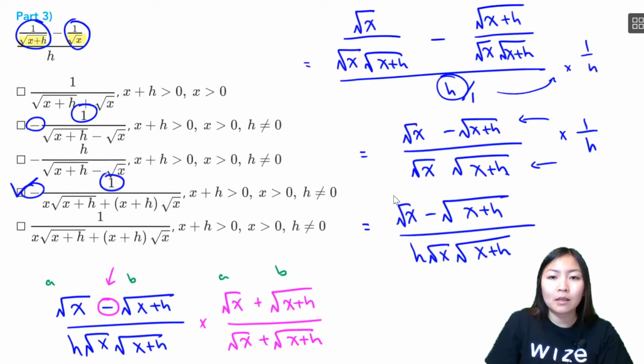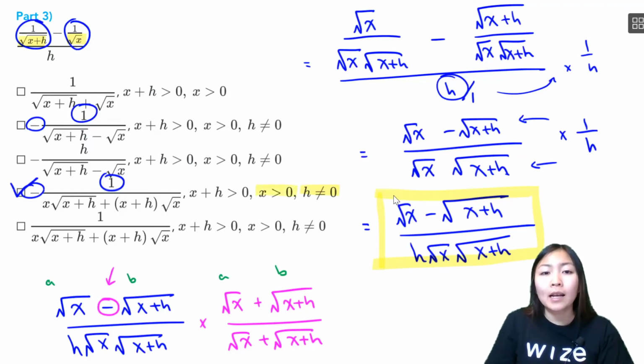I'm actually going to use this guy right here because it's right next to it and it's easier to see. H cannot be 0 because it's in the denominator. X has to be greater than 0 because it's under a square root in the denominator. And x plus h also has to be greater than 0 because it's in the square root under the denominator. Okay?